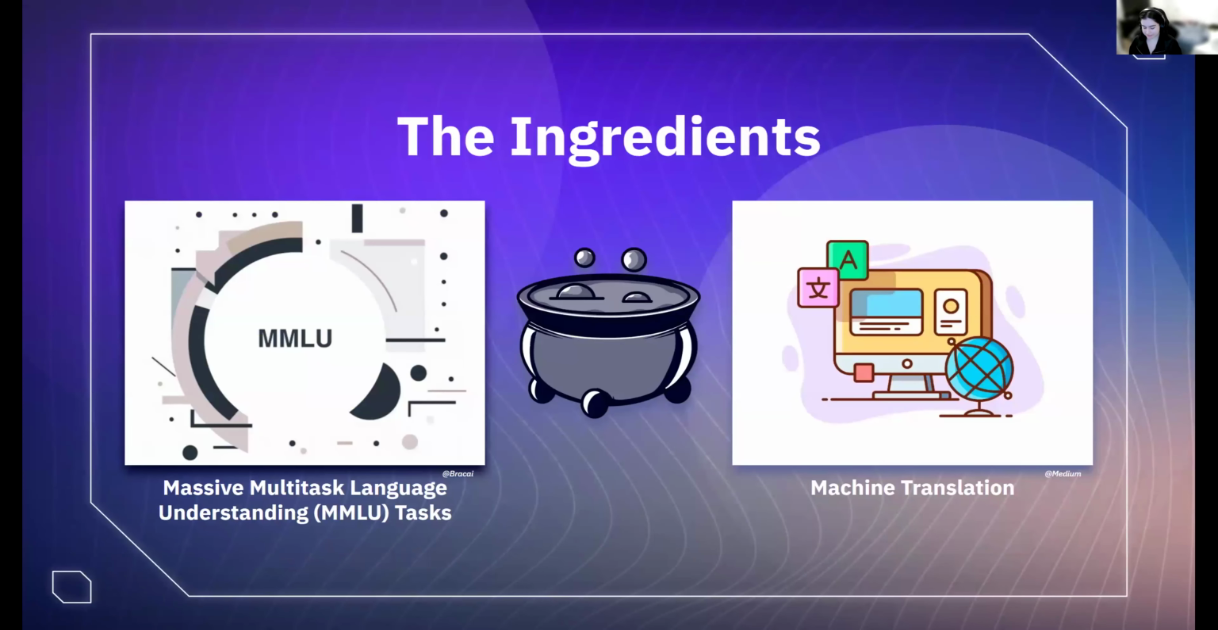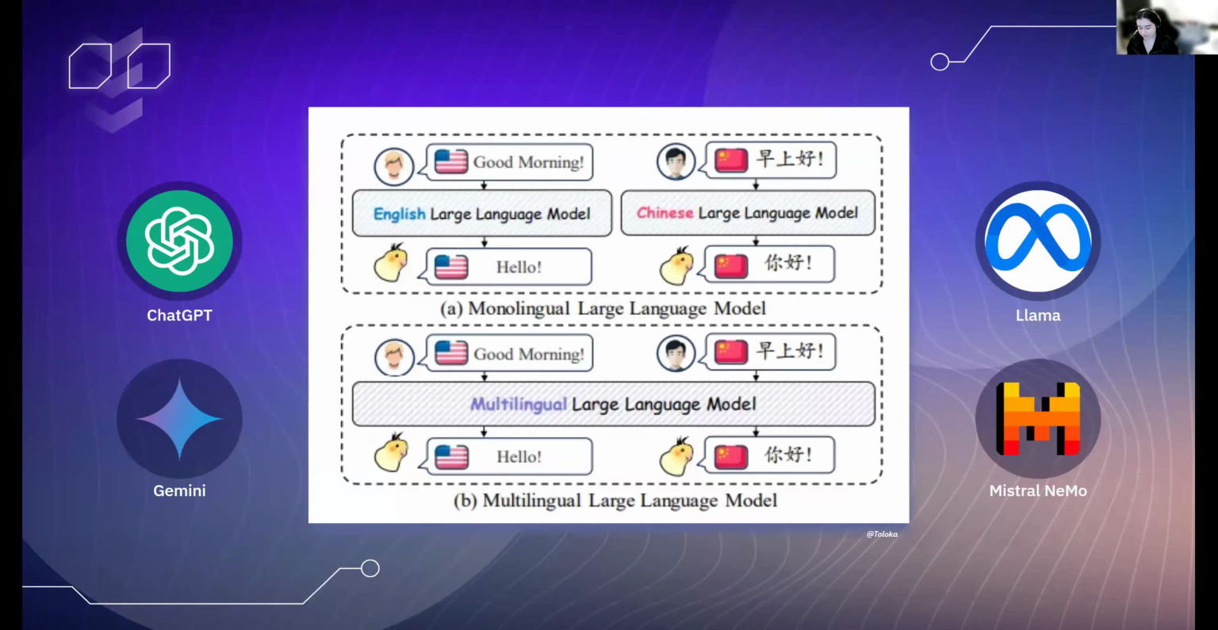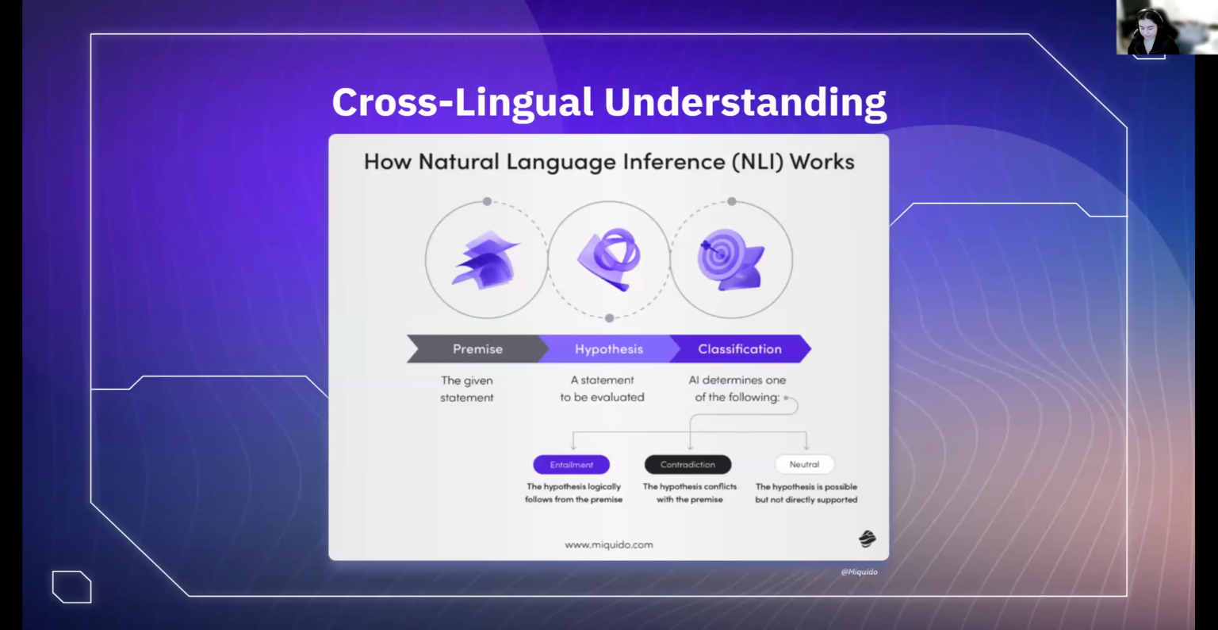To fulfill these scenarios, we must discuss the key ingredients, MMLU tasks and machine translation, as well as their role in MLLMs. MMLU tasks provide insight into how language models understand language, and machine translation reveals how these models approach language generation. So let's define what an MLLM is. A multilingual large language model is a type of AI model that has been trained on multiple languages rather than a single one. Some MLLMs you may be familiar with include, but are not limited to, ChatGPT, Google's Gemini, Meta's Llama, and Mistral Nemo. Some MLLMs are capable of performing cross-lingual understanding, which involves understanding multilingual queries in text, even if the training set and test set are in two completely different languages.